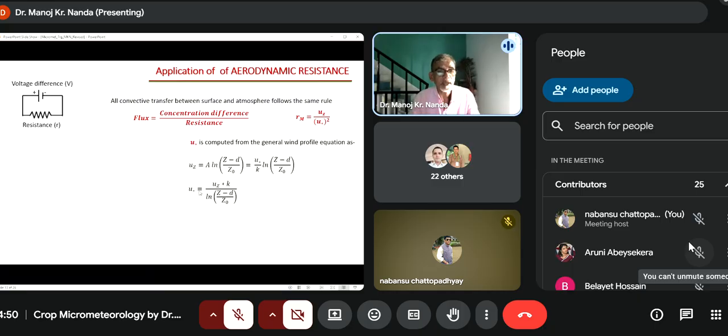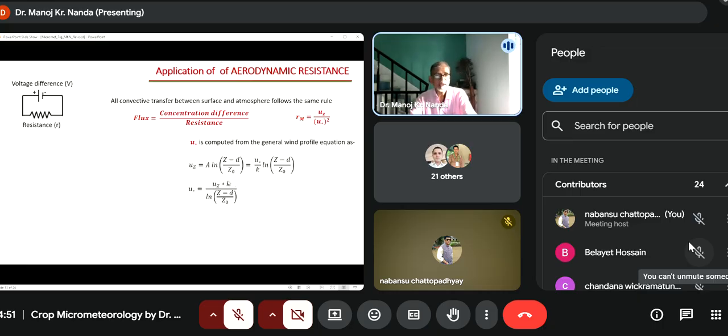uz is equal to u star by K into ln of (z minus d) by z0. So u star in uz into K: just bring the uz to this side, take the ln of (z minus d) by z0, and K to the other side. You are getting u star is equal to uz into K divided by ln of (z minus d) by z0. uz is your wind speed at the height at which you are measuring.